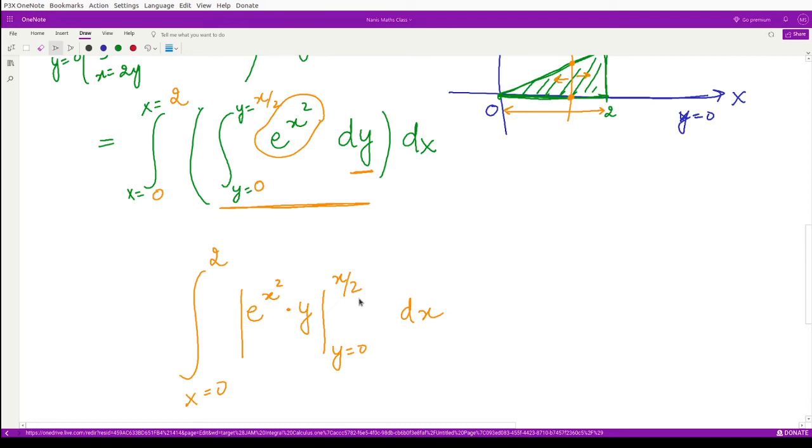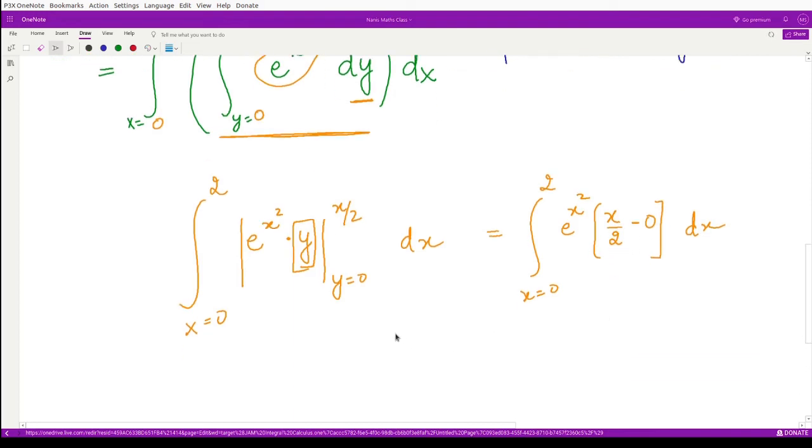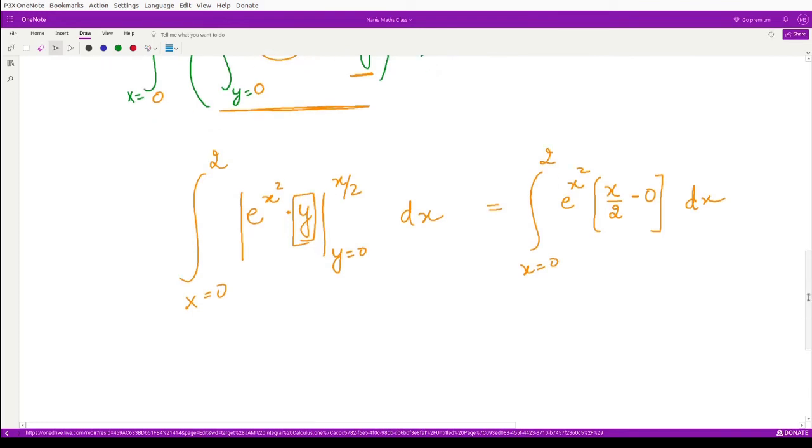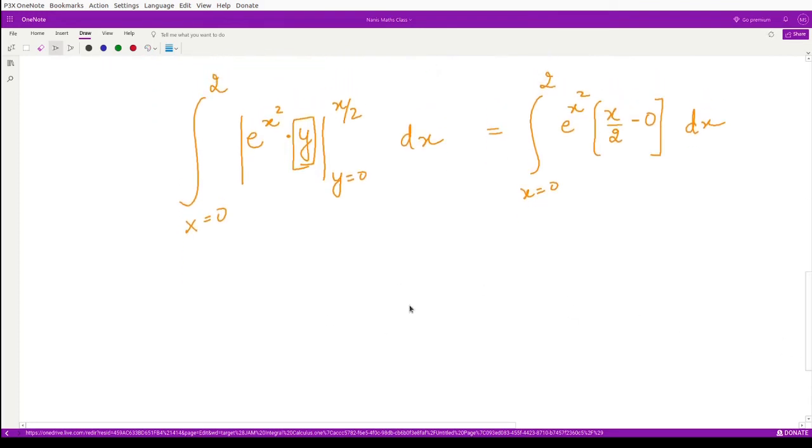Now first of all, let me substitute the limits for y. So we have these quantities as such. e to the power x square would be left as such because the limits only vary for this particular variable. So when you substitute the value of upper limit, it would be x upon 2, and when you substitute the lower limit, it would be 0. So this is equal to the integration, with limits of x varying from 0 to 2, of e to the power x square into x into dx.